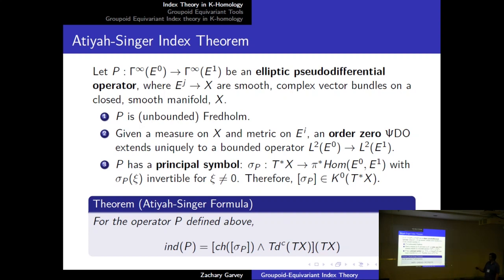And what it means for an operator to be elliptic is that this symbol is invertible outside the 0 section on the cotangent bundle. Which is really where the topology comes in.